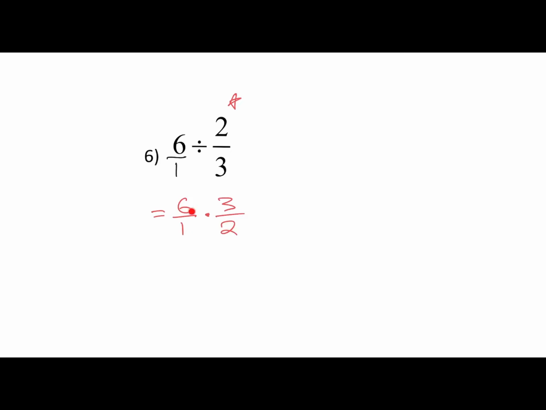Let's look for reducing. 6 and 2 here can be reduced. They both divide by 2. So 6 divided by 2 is 3, and 2 divided by 2 is 1. So I get a nice easy answer here. 3 times 3 is 9, over 1 times 1 is 1. So my answer is just 9. Okay, so there's our little fraction review. Look over, mark down any questions you have about problems that maybe you didn't quite understand. And thanks for watching.